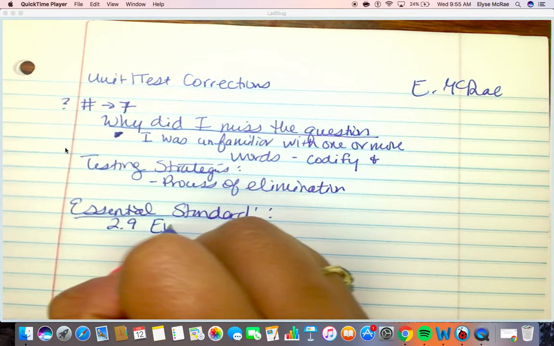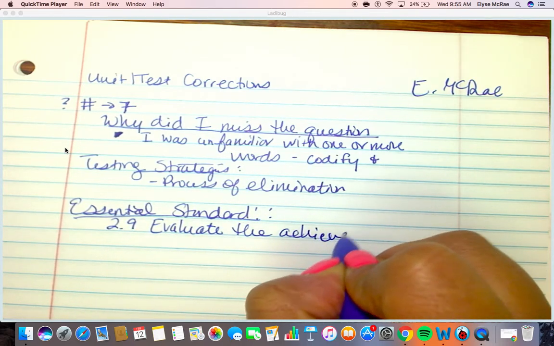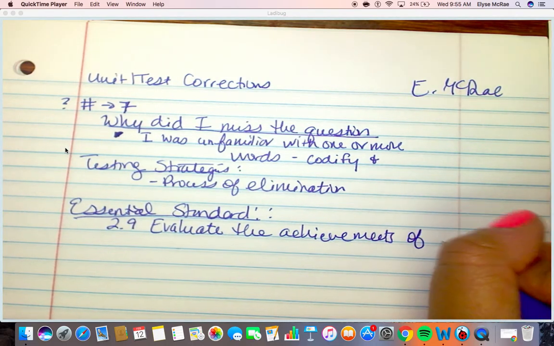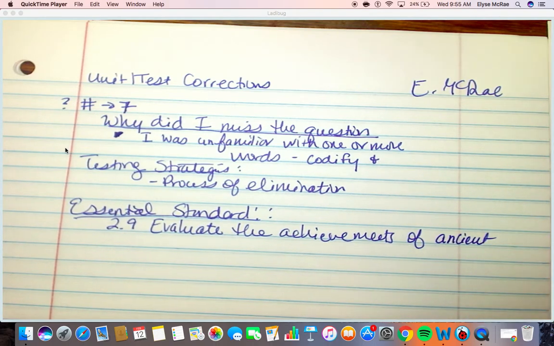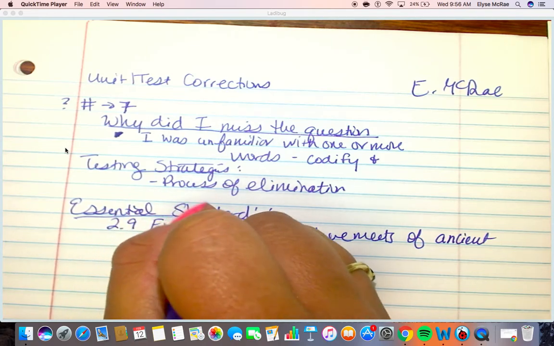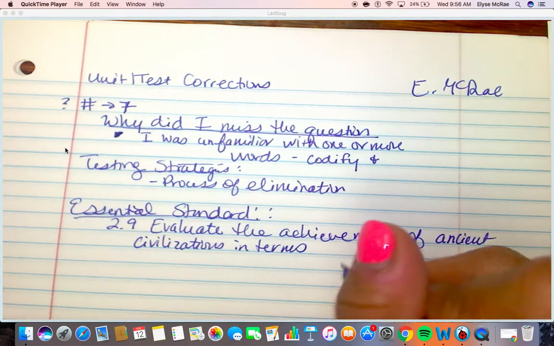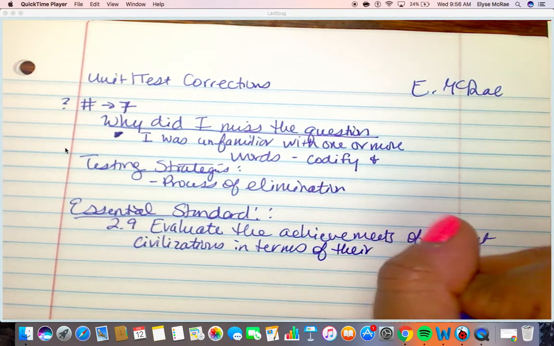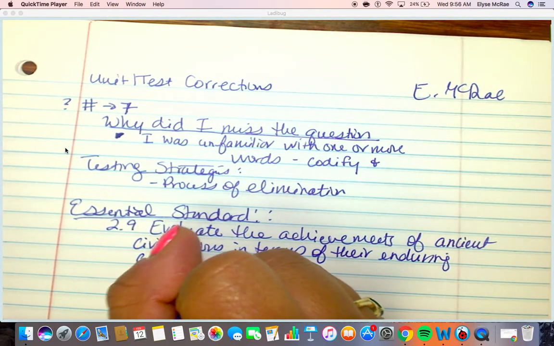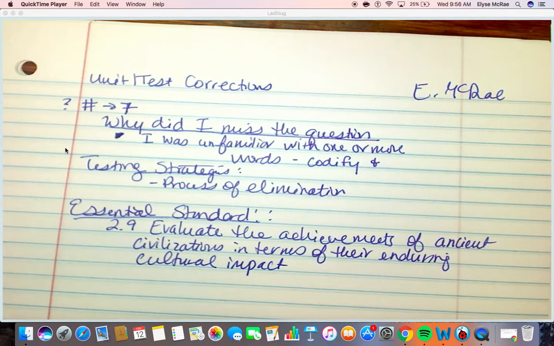And it talks about evaluate the achievements of ancient civilizations in terms of their enduring cultural impact. All right.